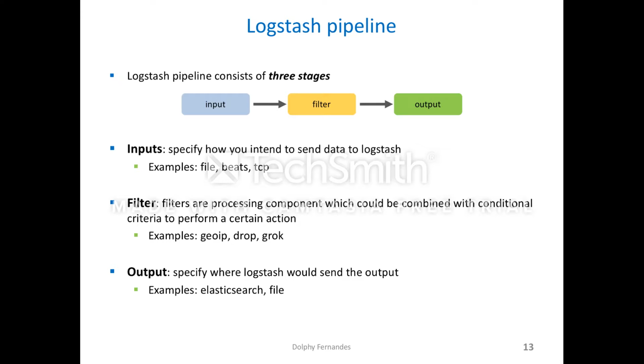The filter stage is the processing component which allows us to configure Logstash to filter data that has been read by Logstash and perform certain operations. We have a lot of plugins that we can use for filters, some of them being Grok, GeoIP, Drop, etc. We'll go into details later. The output stage. This is where Logstash knows where to send the output. It could be Elasticsearch, it could be a file system, or something else.